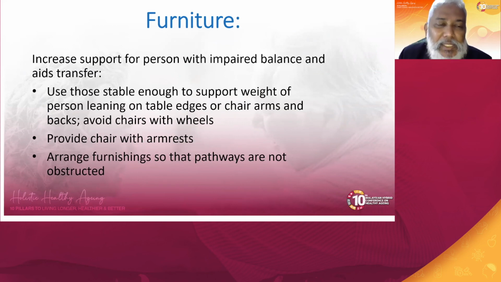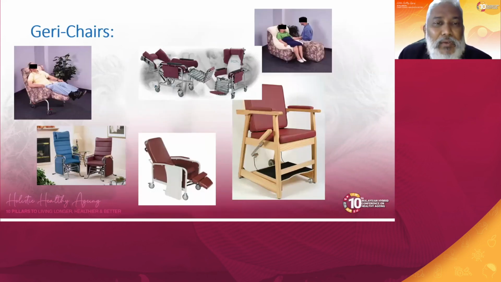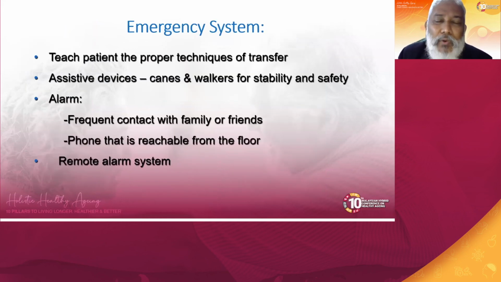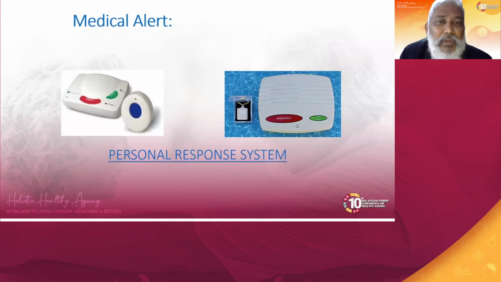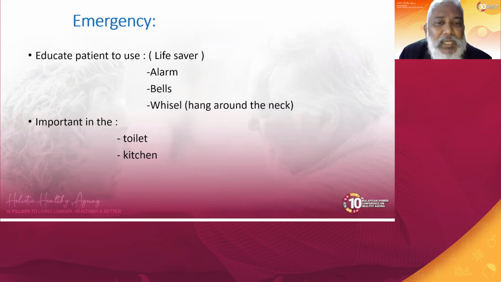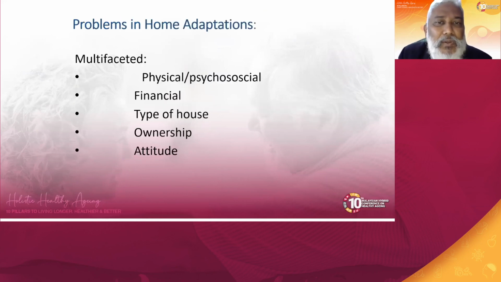For furniture, choose the right height, and if they can recline, a sitting position will be better because they can rest and also sit up again by their own choice. Emergency system: always have frequent contact with family, friends, and numbers so that they can always contact the relevant parties when they have an emergency. Okay. So the problem in home modification will always be the physical or psychosocial aspect.